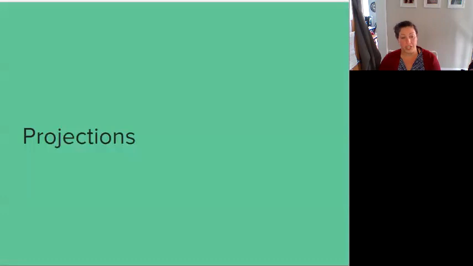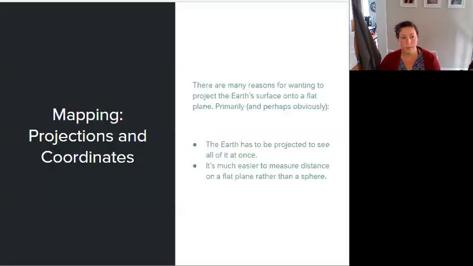Let's move into projections. There are many reasons to want to project the Earth's surface onto a flat plane. Primarily to see the whole Earth at once. And also it's easier to measure distance on a flat plane rather than a sphere.